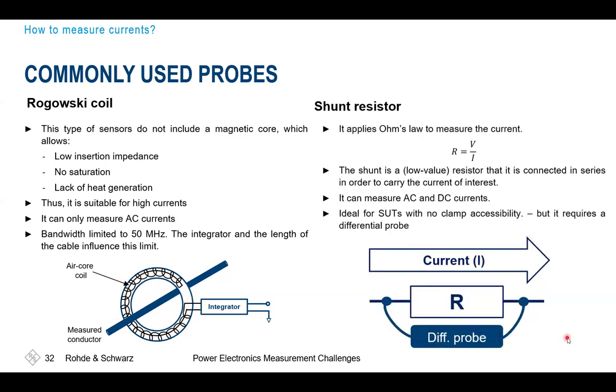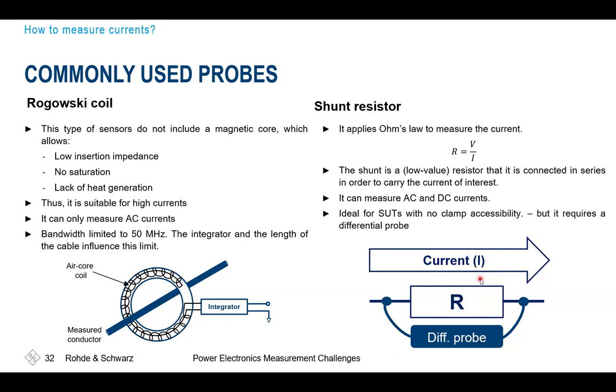Last but not least, the shunt resistor. These ones are quite convenient because they will offer you the highest possible bandwidth and also the most discrete system for AC as well as DC, because you could do calibrations upfront on these resistors.